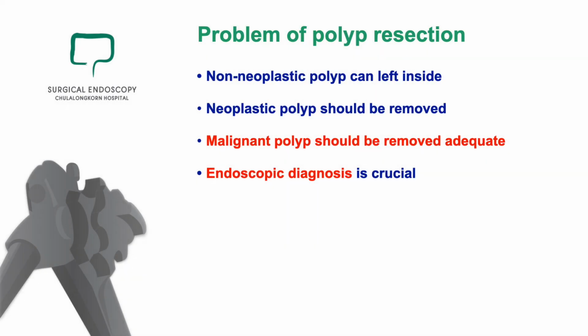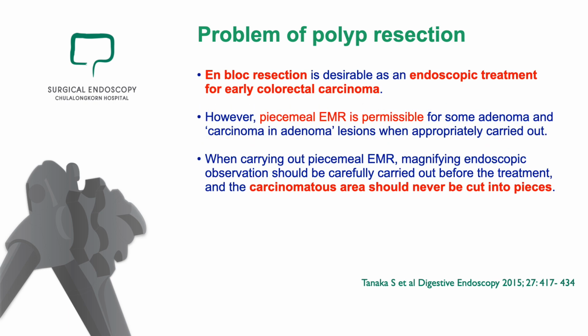The problem when we find polyps is that non-neoplastic polyps can be left inside. Neoplastic polyps should be removed, but malignant polyps should be removed adequately as an oncologic resection. So endoscopic diagnosis is very important and crucial. And this is important to remember: carcinomatous areas should never be cut into pieces.